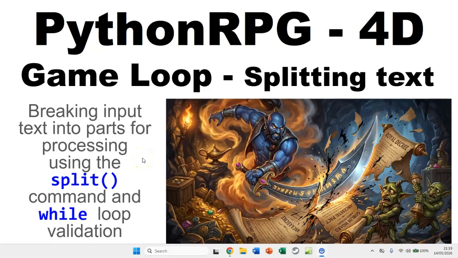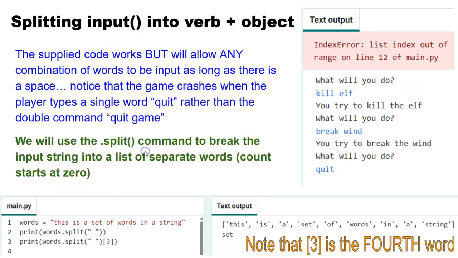In this tutorial, we are going to use Python's split command to break text into separate parts, and we're going to use these parts as the verbs and subjects that the player is trying to use to control the game. We'll also do this within a while loop so that we can only accept valid commands from the player and ignore anything that doesn't make sense. We're going to start by having a look at the idea of split. So split is a command that can take a string and turn it into separate parts, an array of parts.